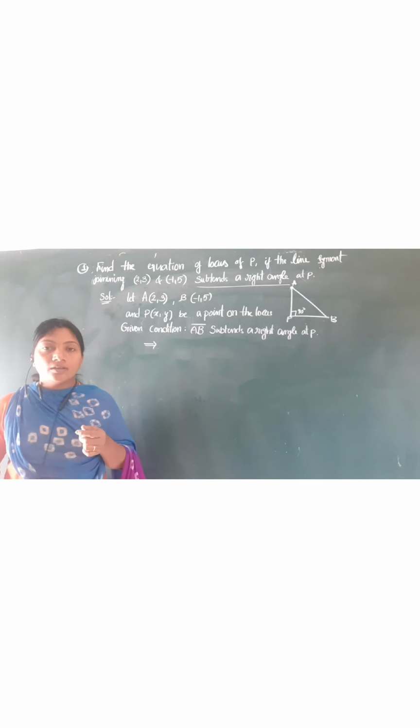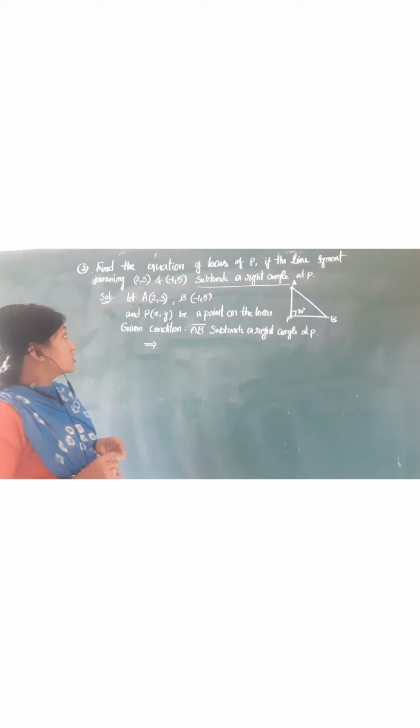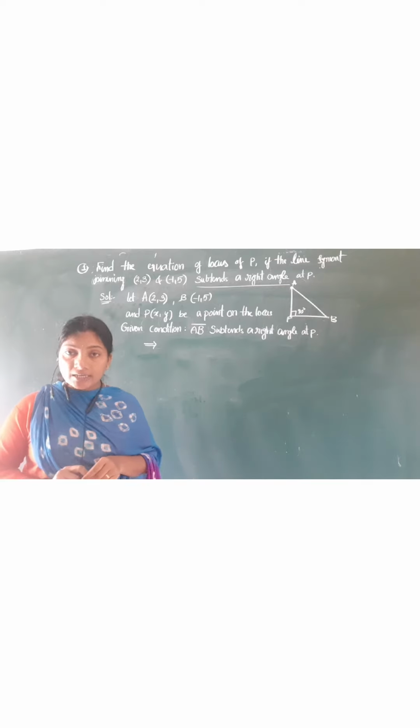Jai Hind everyone. Let's look at some important problems from locus. First question: find the equation of locus of P if the line segment joining 2, 3 and minus 1, 5 subtends a right angle at P.